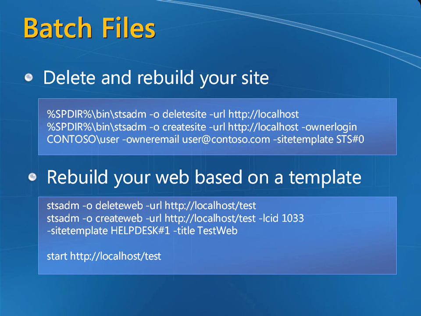So frequently, you're going to want to have a batch file that goes ahead and deletes any existing site at a particular location. In this example, HTTP localhost/test, and then goes ahead and creates a new instance of the site template that you're developing. In this case, the help desk application that I was working on for this particular set of demos. When it's done, there's a line in there called start HTTP localhost/test. This basically will open up Internet Explorer, or I guess the default browser that's installed on your machine, and point it at that site that's just been created.